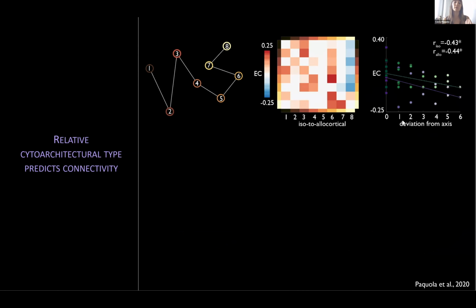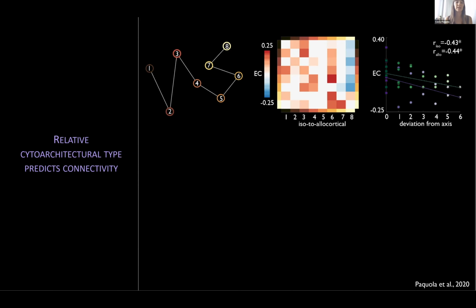So this shows that the relationship between cytoarchitectural similarity with effective connectivity aligns with the structural model. We did not observe a significant difference in this effect in the iso to allocortical versus allo to isocortical direction. So you have the green line versus the purple line. They both show a very similar relationship between the cytoarchitectural differences and the strength of effective connectivity. So we saw that this relationship seemed to be preserved in a feed forward and feedback direction.